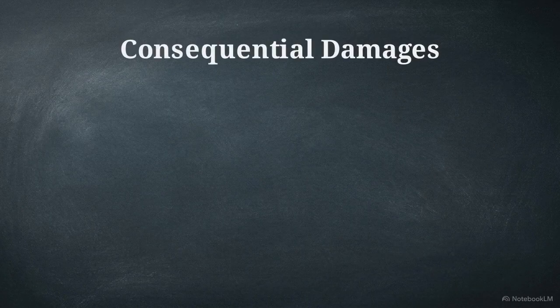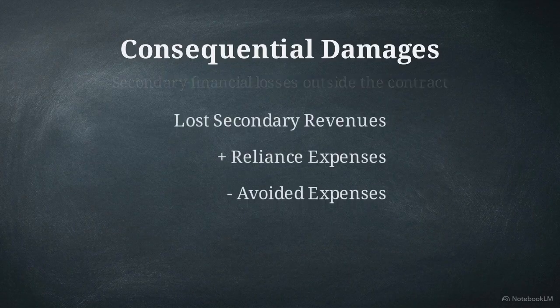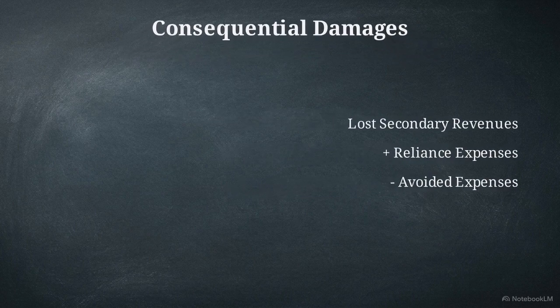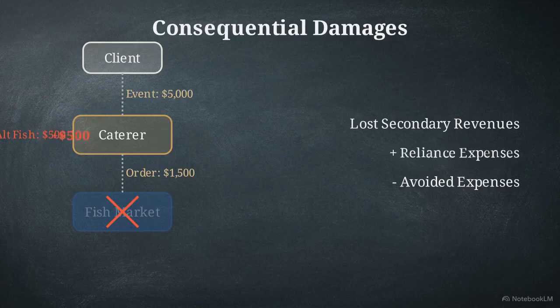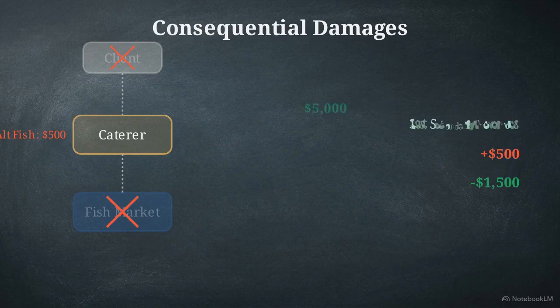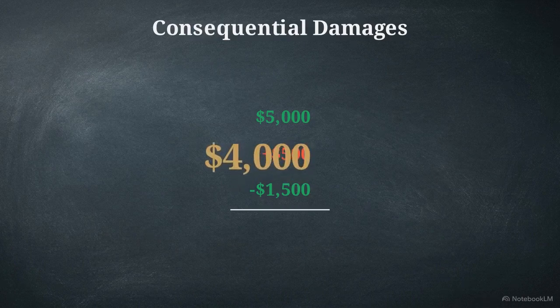The second layer is consequential damages. This calculates the secondary financial losses suffered outside the immediate contract, requiring a distinct formula: lost secondary revenues plus reliance expenses minus avoided expenses. Consider a caterer who books a $5,000 event, relying on a local fish market for a $1,500 seafood order. The market breaches, closing unexpectedly. The caterer scrambles and spends $500 on alternative fish, a reliance expense, but they avoid paying the initial $1,500 invoice to the breaching market. The short supply causes the caterer to run out of food mid-event, and the client refuses to pay the $5,000 fee. Plug in that lost revenue, and the total consequential damages equal exactly $4,000.